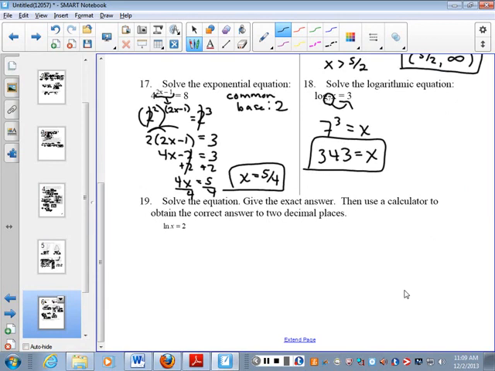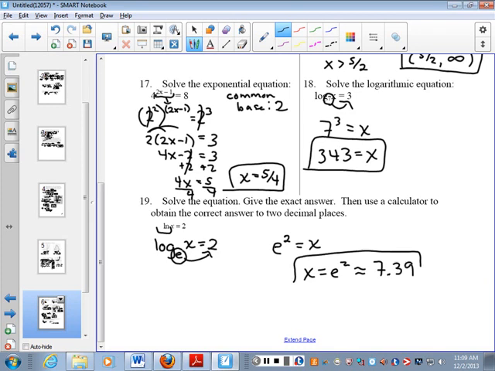For number 19, solve the equation, give the exact answer, then use a calculator to obtain the answer to 2 decimal places. The key here is to remember what we can replace natural log with. Natural log is a log base e. And once we have that information in, we can switch our format to be our exponential format. So our exact answer, what we need is e squared equals x, but we also need the approximate answer, which using a calculator, rounded to 2 decimal places, is 7.39.